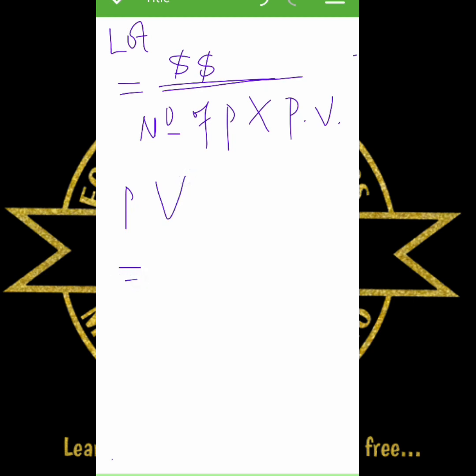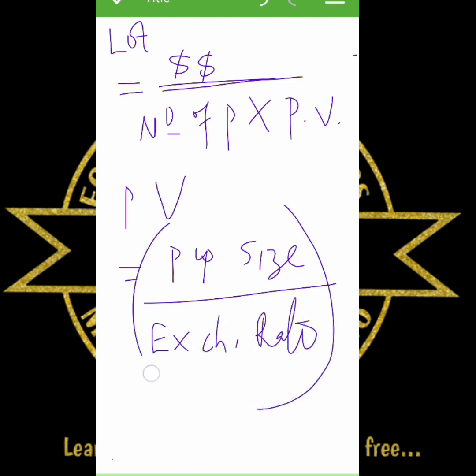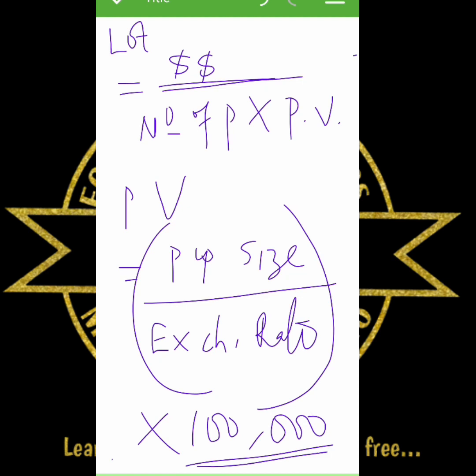Pip value will be equal to your pip size. Remember, know the difference. Pip size, which is one pip, being 0.0001, that is your pip size. It's different from the number of pips. Number of pips is 1, but the pip size is 0.0001 for currencies that are quoted in USD. So the pip value is pip size over the exchange rate, and whatever you get, you multiply by 100,000. I hope this was insightful, guys.